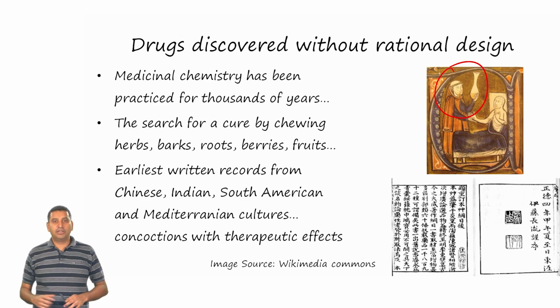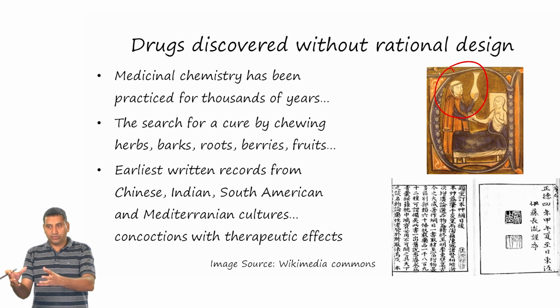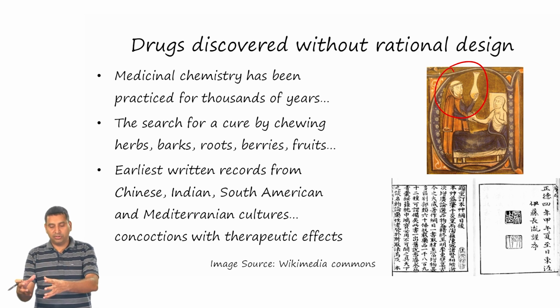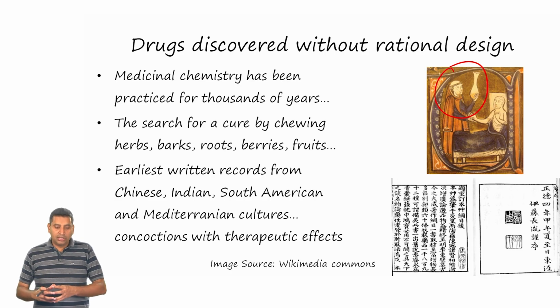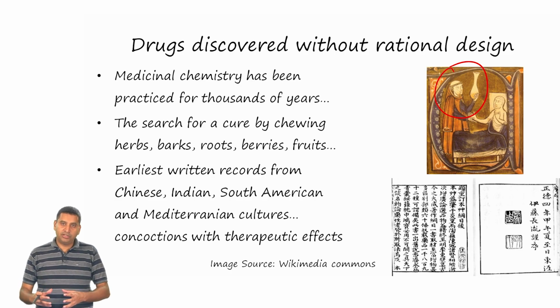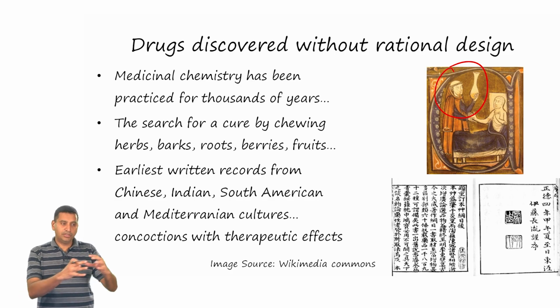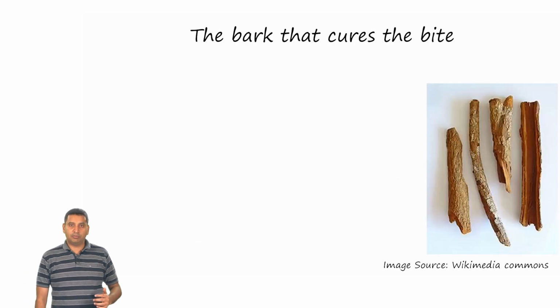So, the earliest records that are available in writing are from ancient Chinese, Indian, South American and Mediterranean cultures, and these consist of certain concoctions of certain herbs or certain potions, extracts from plant sources mainly, and these have been recorded to have therapeutic effects. So, therefore, relying on this traditional medicine helps us have a foundation for certain diseases. Let us look at an example.